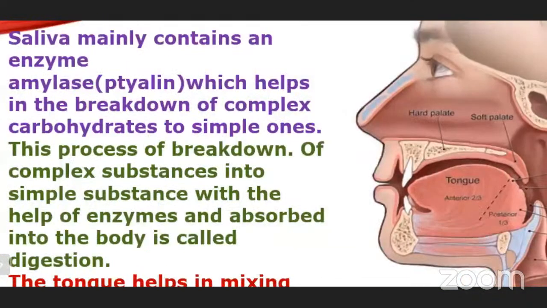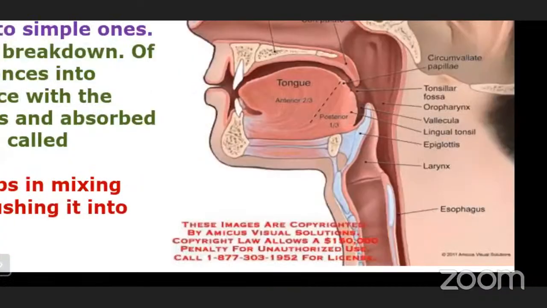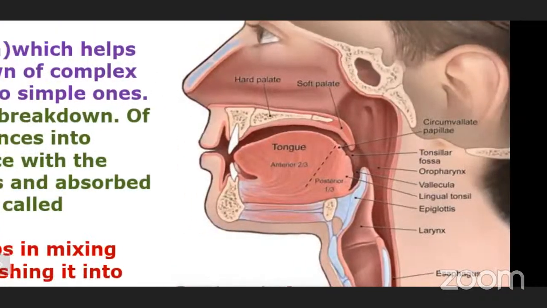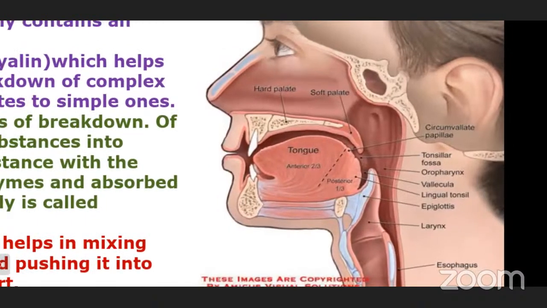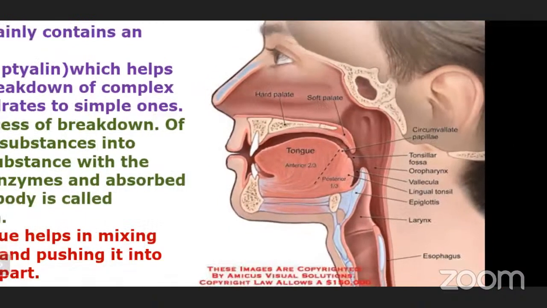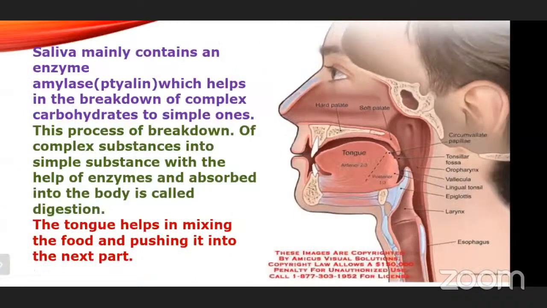Let us have a look here, dear students. Tongue. Amylase helps in the breakdown of complex carbohydrates to simple ones. This process of breakdown of complex substances into simple substances with the help of enzymes and absorbed into the body is called digestion.